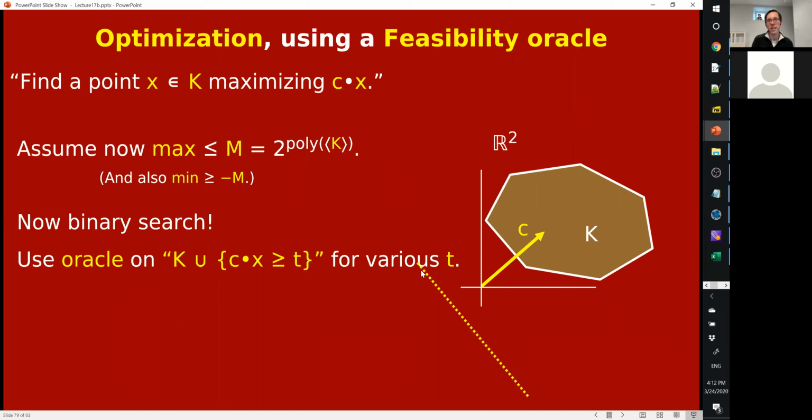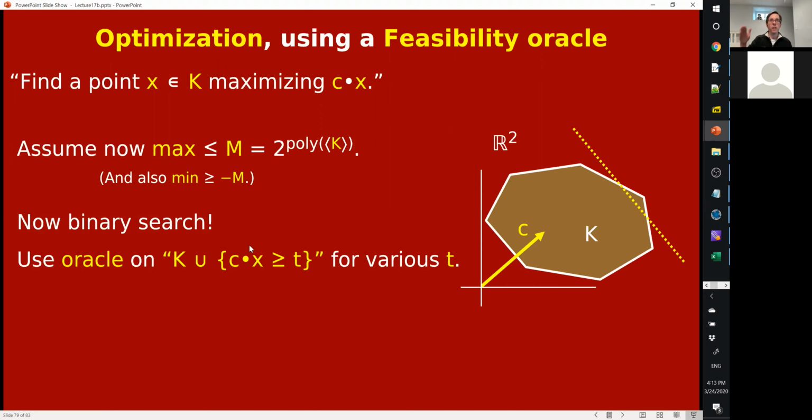No. And you ask about this one, and you find out, yes, K has a point that's bigger than this hyperplane. So then you ask in the middle, does K have a point bigger than this hyperplane? Yes. Does K have a point bigger than this hyperplane? Yes. Does K have a point bigger than this hyperplane? No. So you go back, and you know how binary search works. And all the while, you're zooming in on the optimal possible value for c dot x among points x that are inside the polytope K.